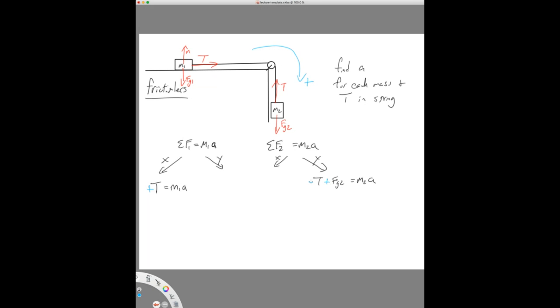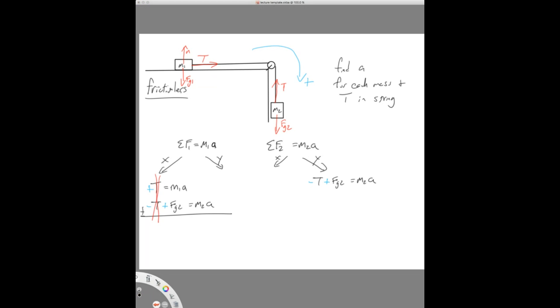So what I want to do, once I have written out my equations with the signs, is just stack them. I'm just going to copy this and paste it. Move the copy over here. Okay, so I'm going to stack them up and add them. When I do that, just like before, we can see the T and the minus T cancel. And that would not have happened if I had called up positive and down negative for mass 2.